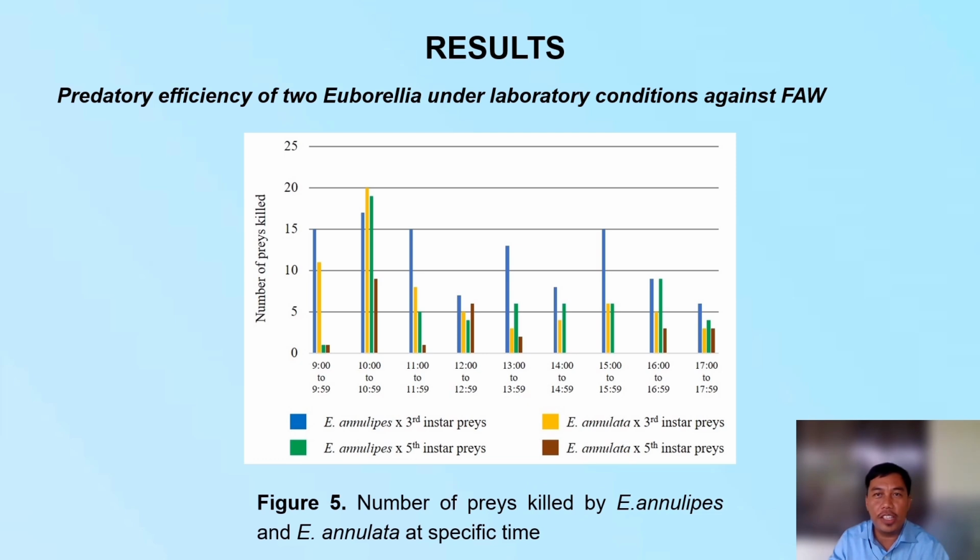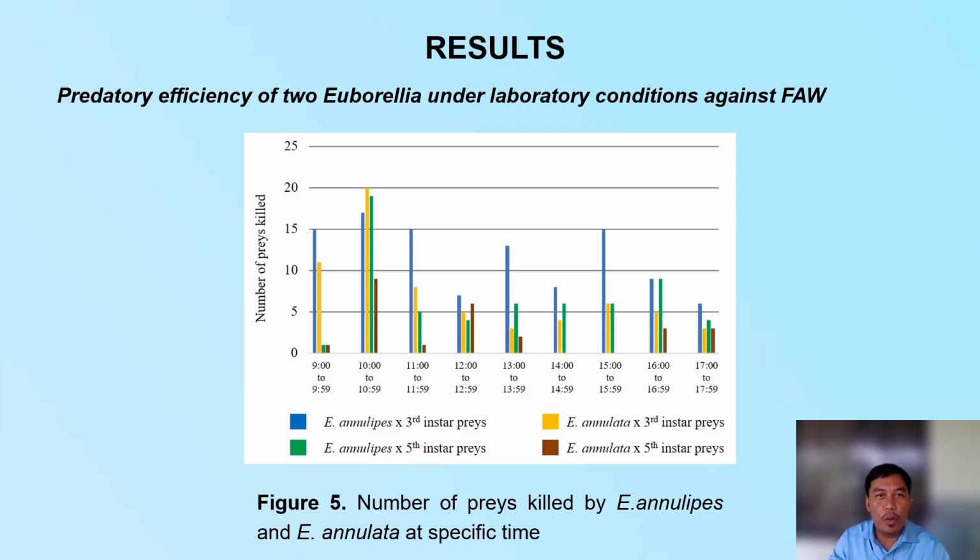Hours were substantial windows for E. annulata, which registered the highest number of third instar prey killed, but for E. annulipes, it was the first 3 hours that registered the consecutive highest number of third instar prey killed. This could be attributed to the 24-hour starvation that ensured the drive for prey hunting by the predators.